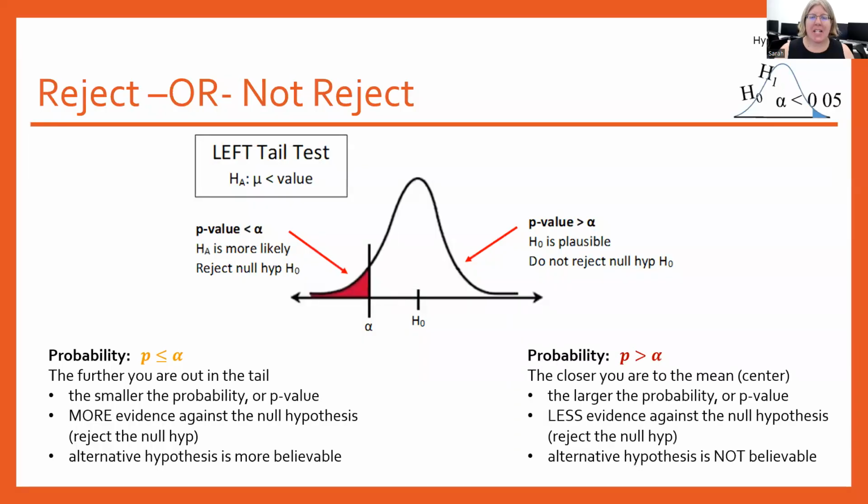On the other hand, if the p-value is bigger than alpha, that means rather than being in the tails, you're closer to the center or the high point of the distribution. The closer you are to the mean or the center, the larger the probability or p-value is going to be. You have less evidence against the null hypothesis, so you will not reject the null. That's a typo down there. It should say do not reject the null if your p-value is bigger. That means your alternative hypothesis is not believable in that situation.